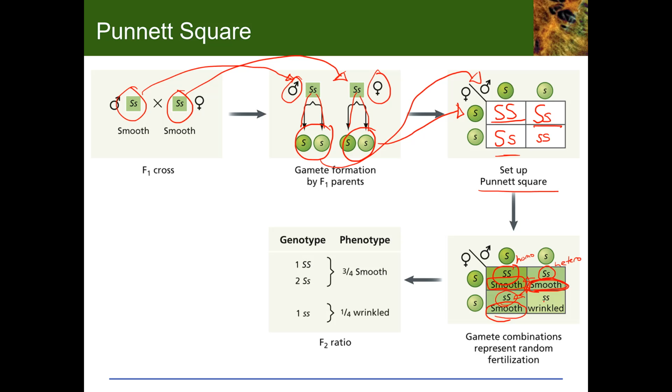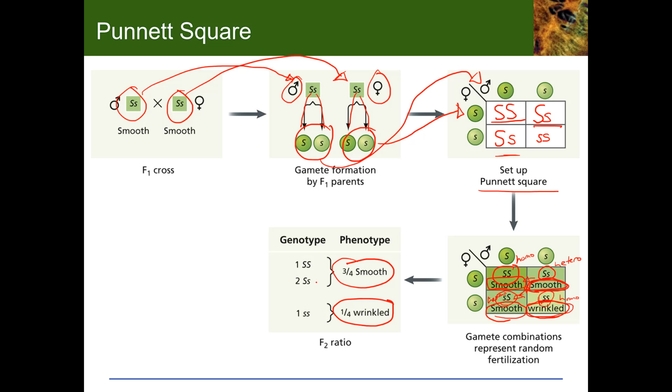You have little s when you come down here, so that's going to be homo, but it's going to be homo recessive because it's the little s's. And now because you have two little s's, only when you have two, when it's a recessive trait, you have to have two lowercase alleles in order for the recessive phenotypic trait to be expressed, in this case wrinkled. So you've got 1, 2, 3 out of the 4 are smooth, and then 1 out of the 4 is wrinkled.